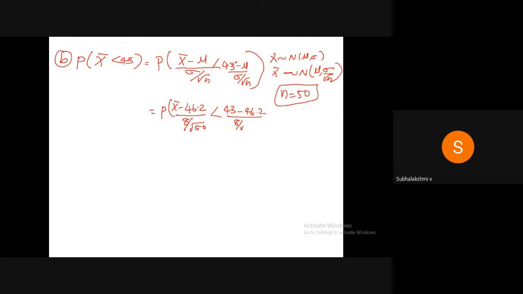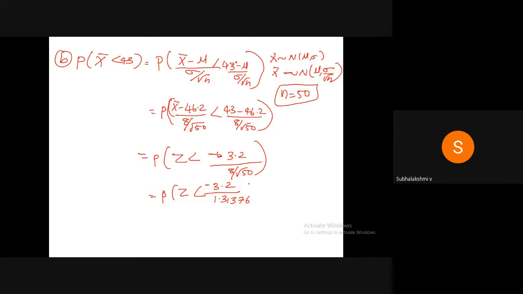Less than (43 minus 46.2) divided by 8 by root 50, which is equal to the probability of Z less than (43 minus 46.2) divided by 8 by root 50. Using a calculator, minus 3.2 divided by 8 by root 50 is approximately minus 2.83.